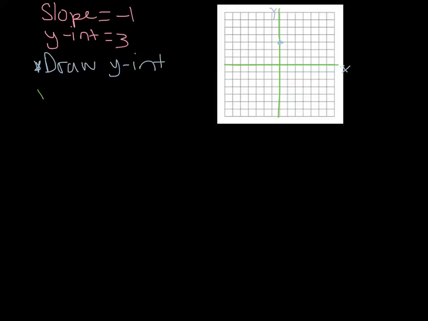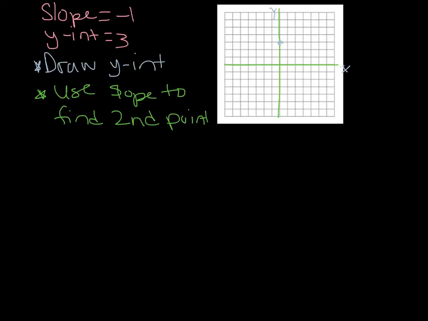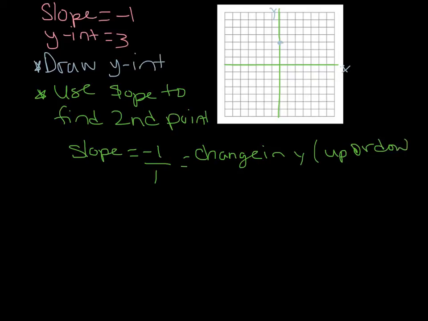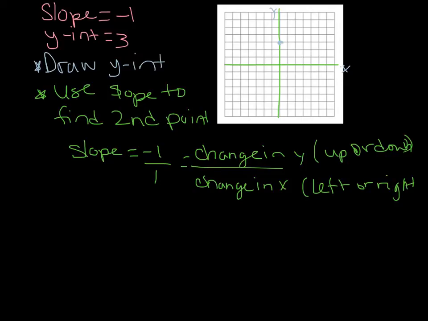My slope, remember, you're going to use the slope for the second point. So my slope is, once again, change in y over change in x, and it is negative 1. Do not forget to make it a fraction. And remember, the change in y is the amount we go up or down. The change in x is the amount we go left or right. So in this case, we are going to go down 1 because it is negative, and we are going to go right 1 because it is positive.